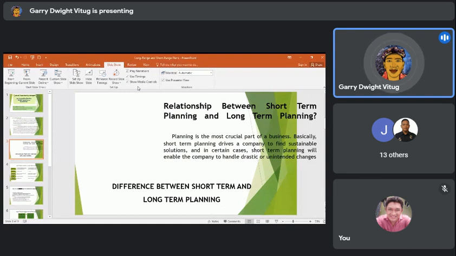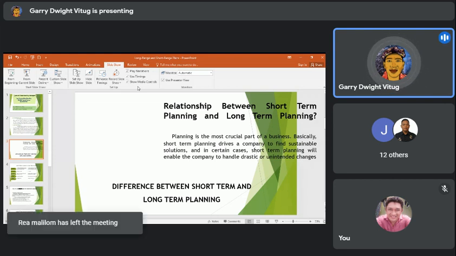And in certain cases po, the short-term planning will enable the organization company to handle drastic or unintended changes. However po, sustainable solutions taken from the short-term concerns will lead the organization to achieve long-term goals easily. In other words po, short-term goals are often stepping stones that contribute to achieving a long-term goal po.